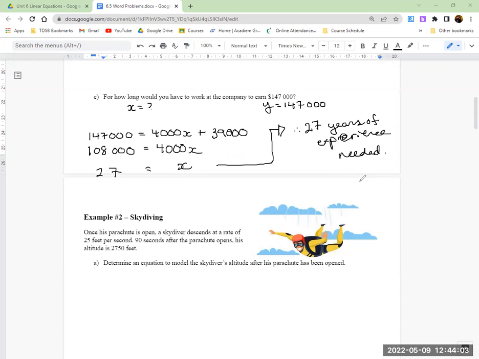Yes, Andrew. I see how you got 27. What did you bring the 4,000 over? Would you just subtract it? I see. No, it would still be a division because the 4,000 is being multiplied with the X. So to get rid of the multiplication, you use division.